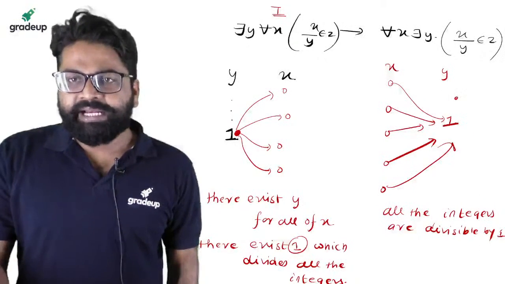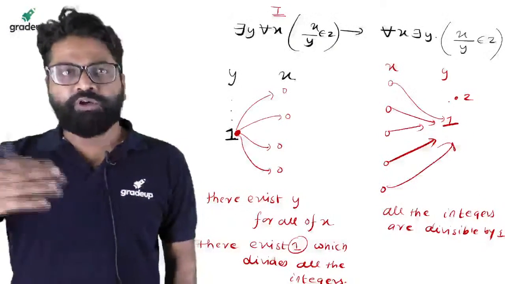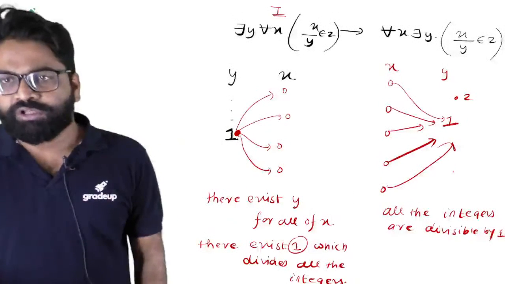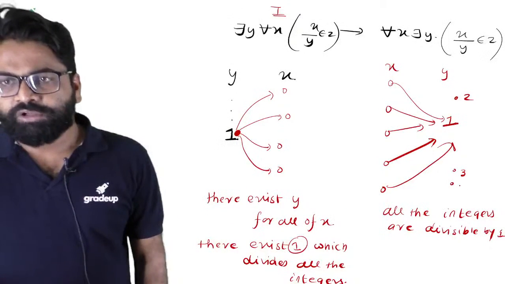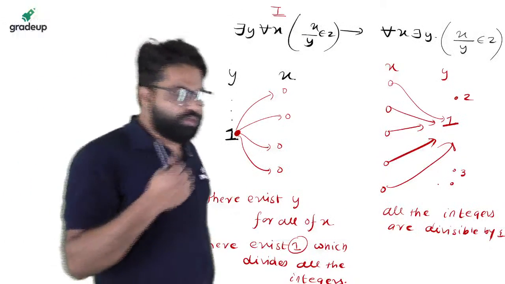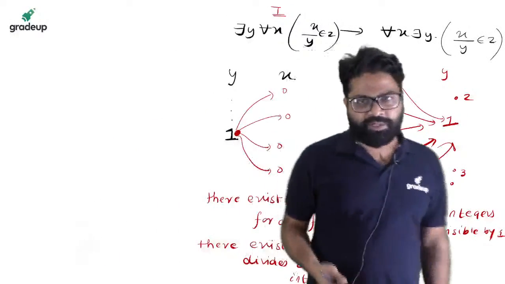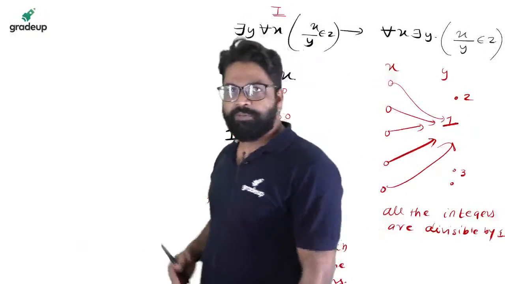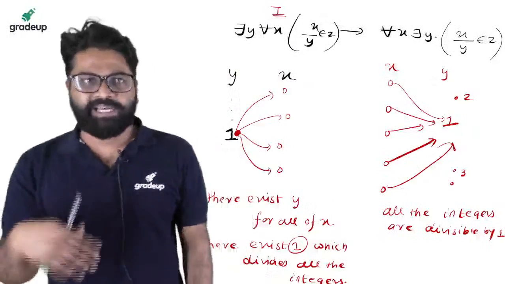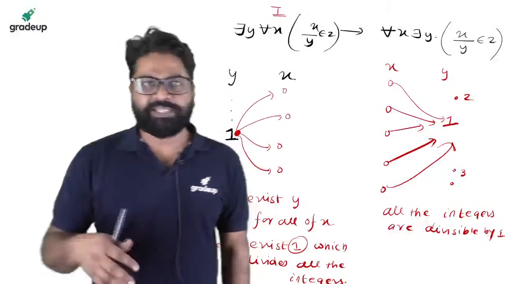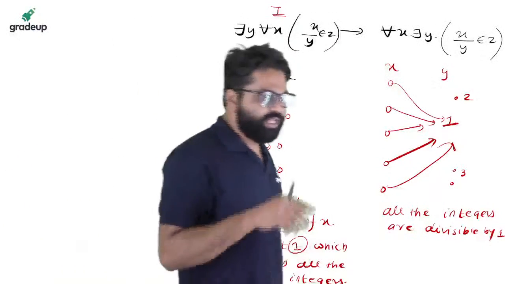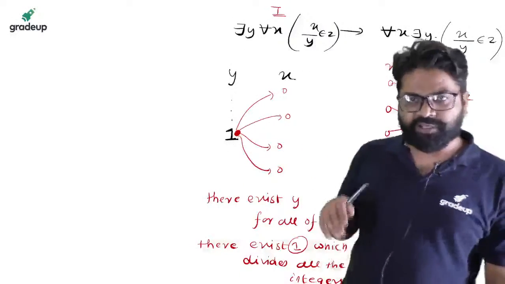See, you may get other elements also, like 2. So you can also verify with respect to 2. You can also verify with respect to 3. You can also verify with respect to 4. So you just have to perform an experiment. When you perform an experiment, you will get to know whether there is any possibility. Yes, there is a possibility. So there exists y for all of x. For all of x, there exists y.